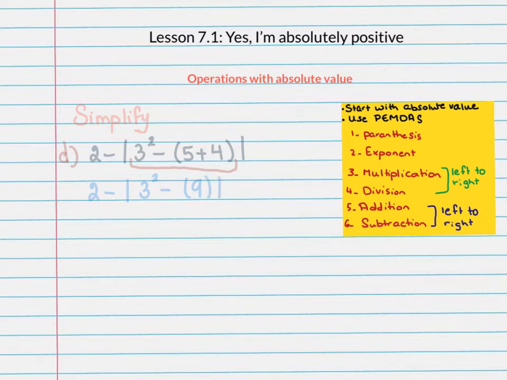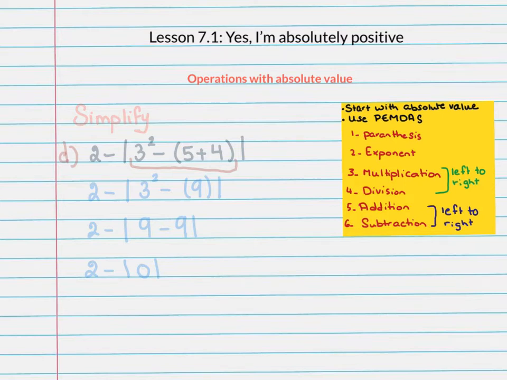Step number 2 is the exponent. So now I need to do 3 to the power of 2. I will have 2 minus absolute value. 3 to the power of 2 is 9 minus 9. We continue with the order of operation. We do not have multiplication nor division, but we have subtraction. We are still solving the absolute value. So 2 minus absolute value of 9 minus 9, which is 0.